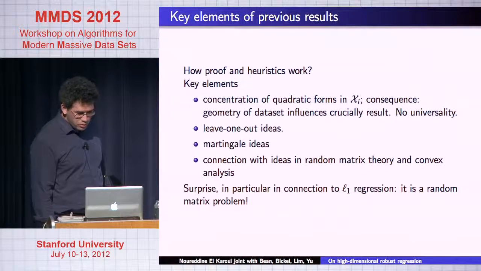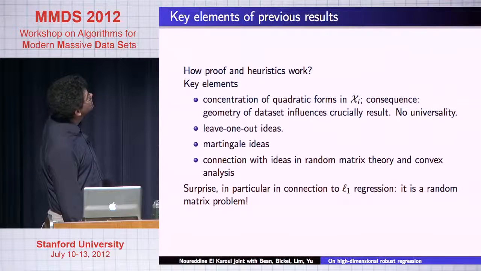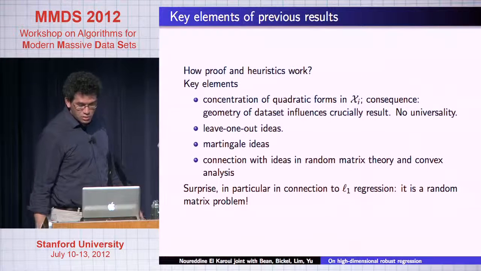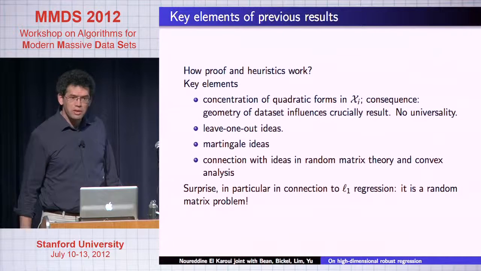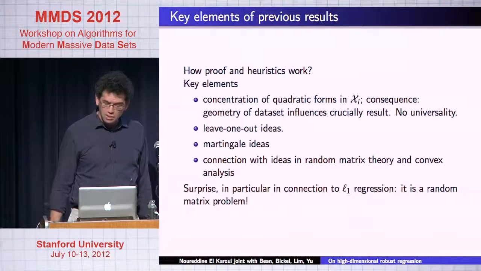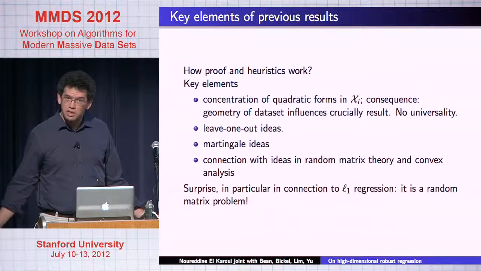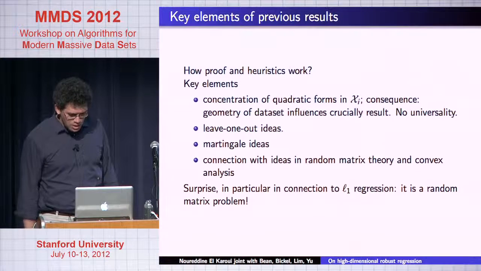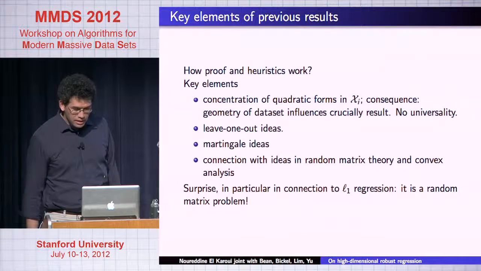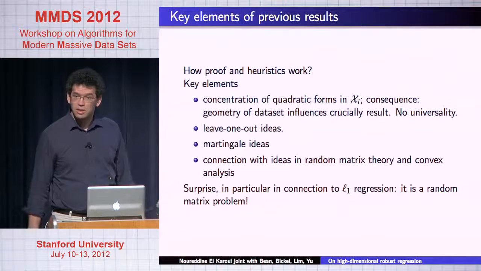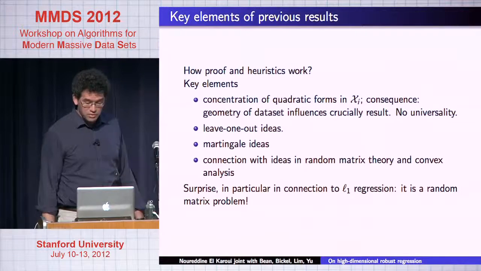Okay? So how do the proof and the heuristic work? It's quite technical, especially when you do everything rigorously, but basically the key element, what is used all the time, is concentration of quadratic forms in script xi. What I mean by this is that if I look at the quadratic forms in xi, so xi transpose M xi, where M is a fixed matrix, this is essentially equal to its trace, and it's deterministic. The consequence of this is a bit problematic, because if you take for M the identity, that means that the norm of these vectors is essentially constant. So, you know, essentially this means that you're working with data sets that live near spheres.